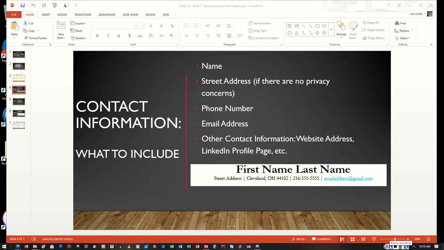As you can see on the example right here on my screen for the contact information section, you want to make sure that your name stands out above the rest. You want it to be centered and you want it to be bold.